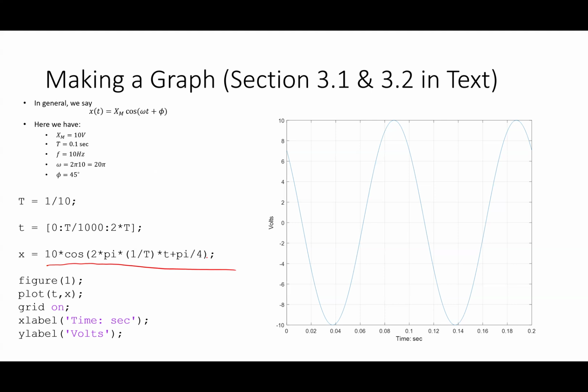But if you look at what I did, 10 times cosine of this whole thing. Now, MATLAB recognizes pi as the Greek pi, right? What did I do here? I did plus pi over 4. I said it was 45 degrees, didn't I? Why did I write plus pi over 4? Because MATLAB always assumes all the trig functions are in radians. And so I did this in radians.